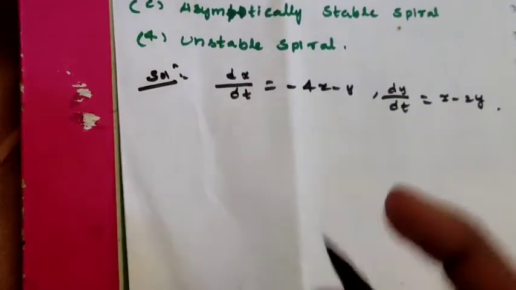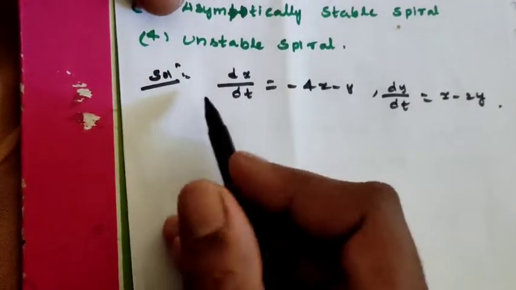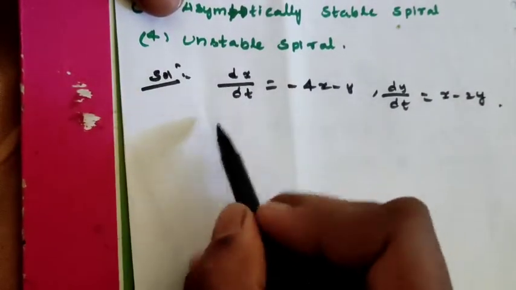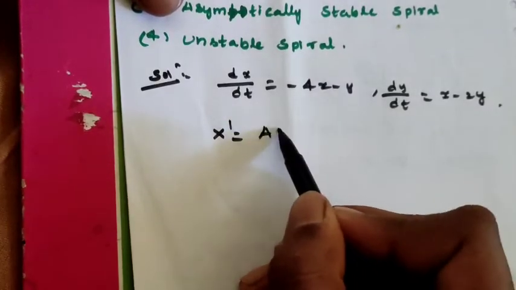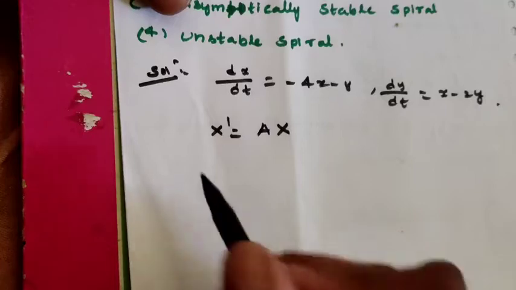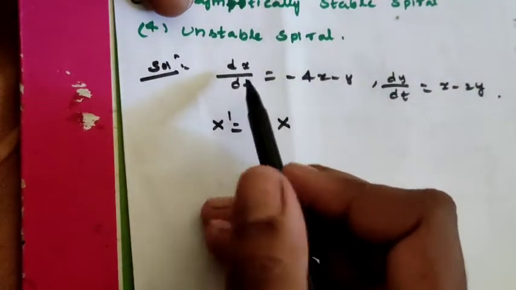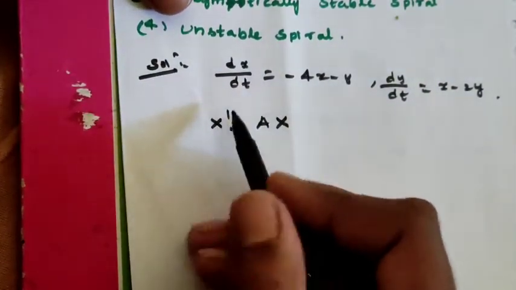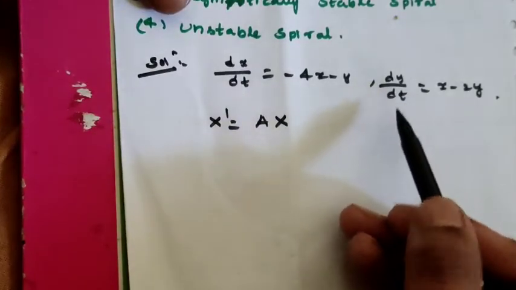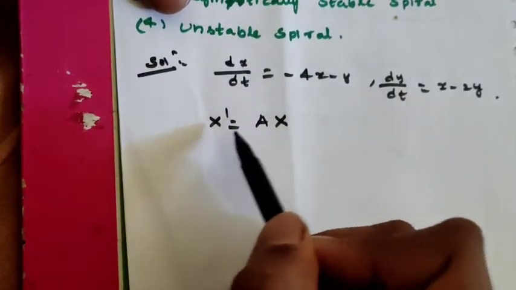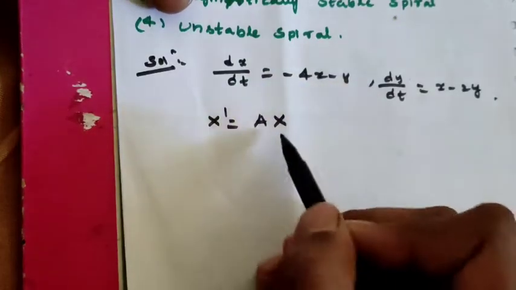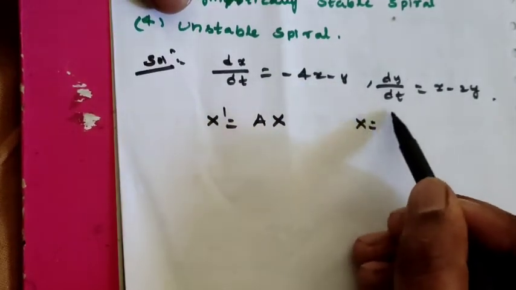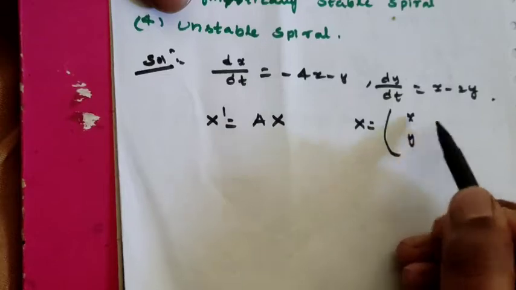Okay, now we have to construct a matrix. That is x dash is equal to A x. Here x dash is dx by dt or dy by dt. X dash means here A is the coefficients of x and y, and capital X is x and y.